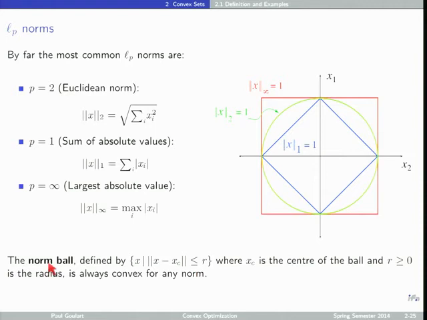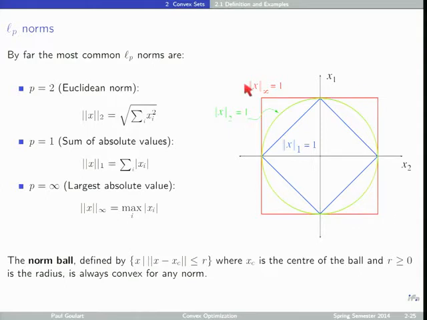But when I say ball here, when you think of a ball, you think of something round. The 2 norm ball is round, because the set of all x's that have length in the Euclidean sense less than 1 is this green shape here. That's the 2 norm less than 1. The 1 norm, the sum of the absolute values, has this diamond shape as its ball. And if I take the set of all x's whose biggest entry is less than 1, then I get this outer one, the red one.